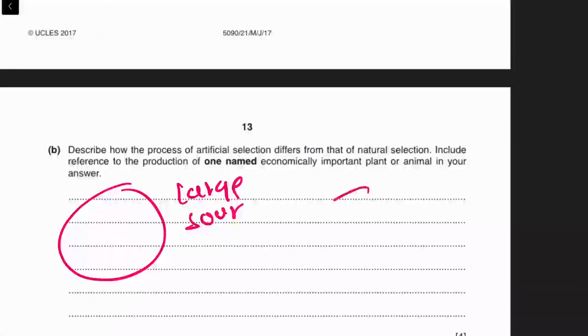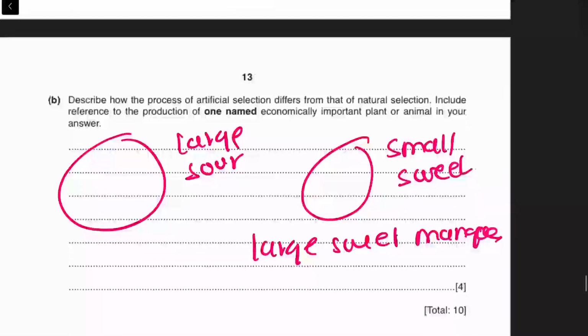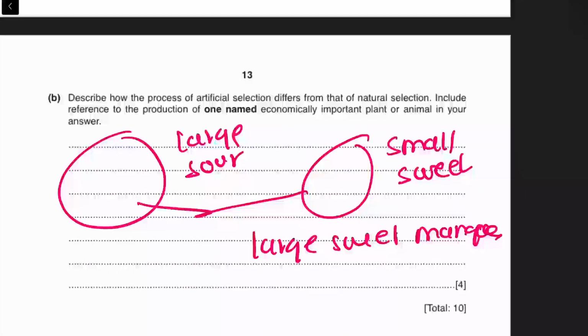The other mango is small, but it is sweet. You want to produce large and sweet mangoes. What you do is you keep crossing, right? You take two individuals. Now, why are mangoes economically important?